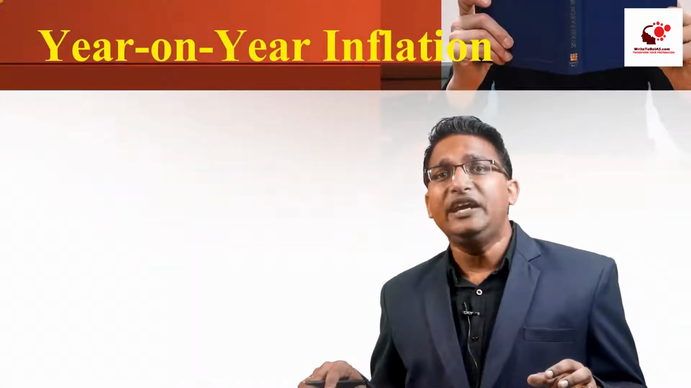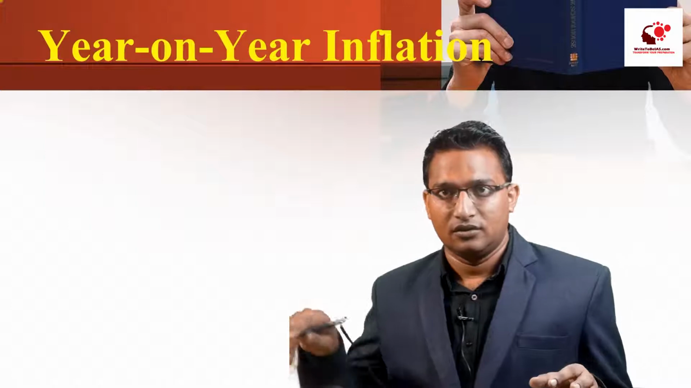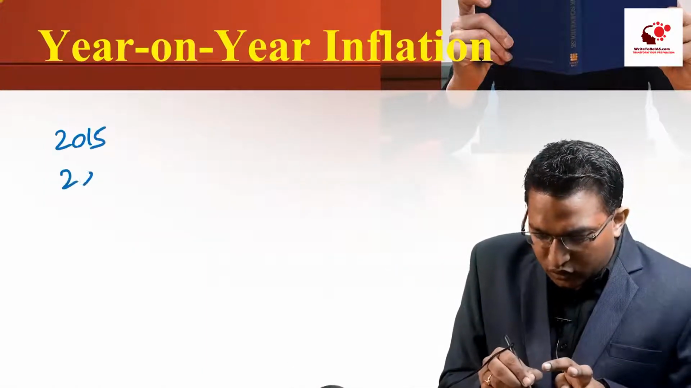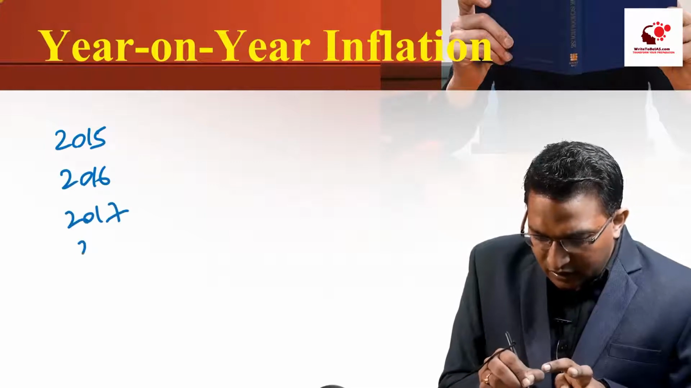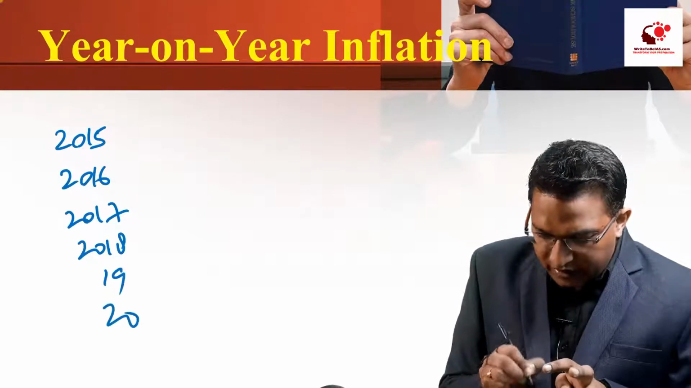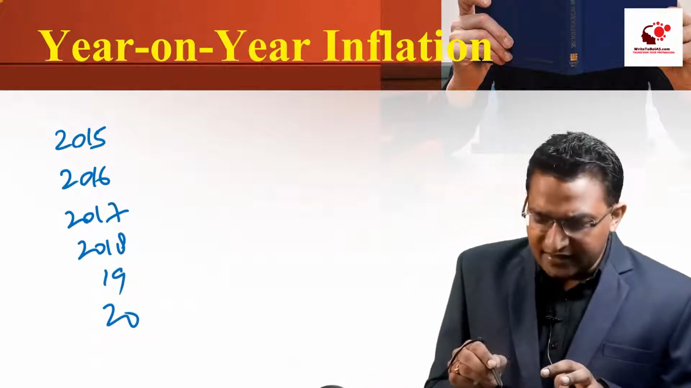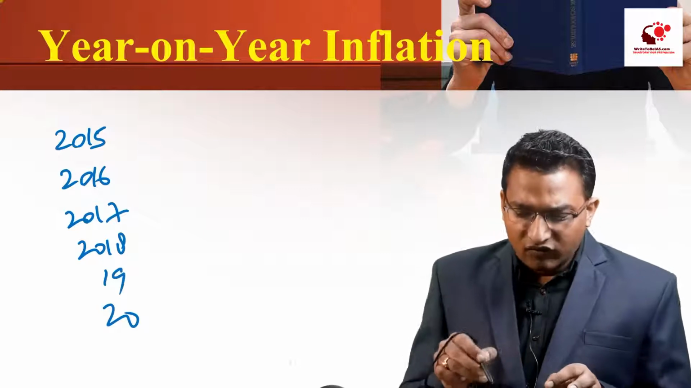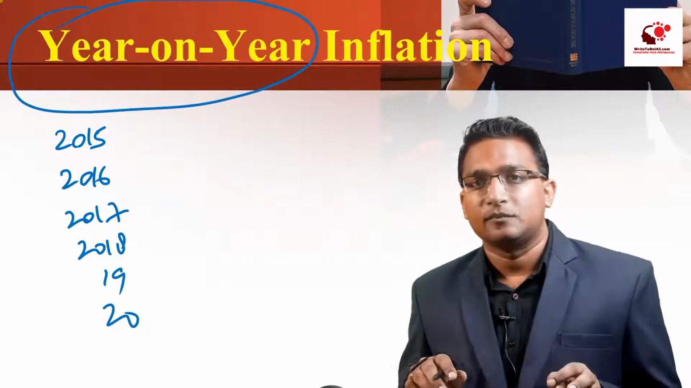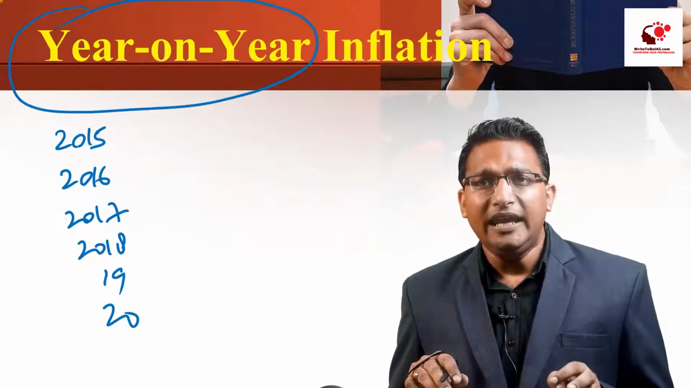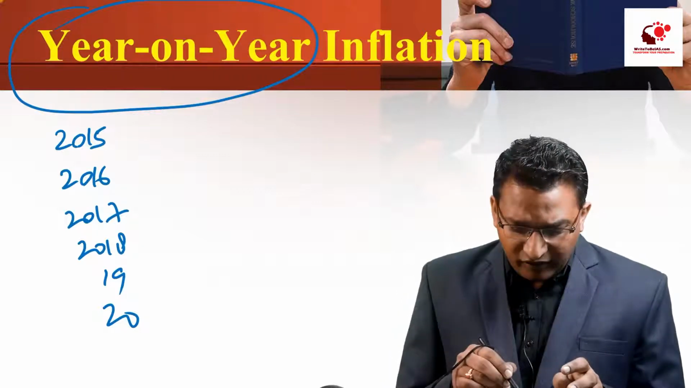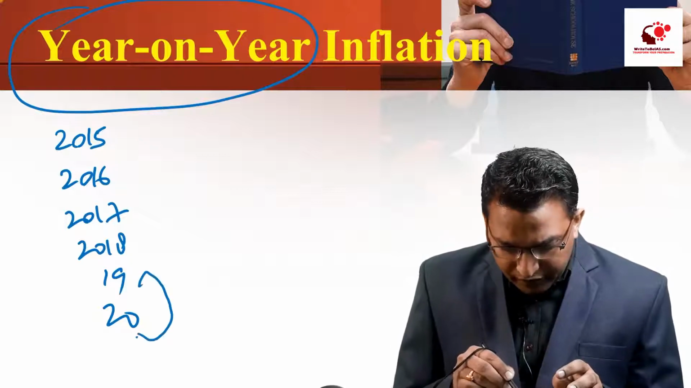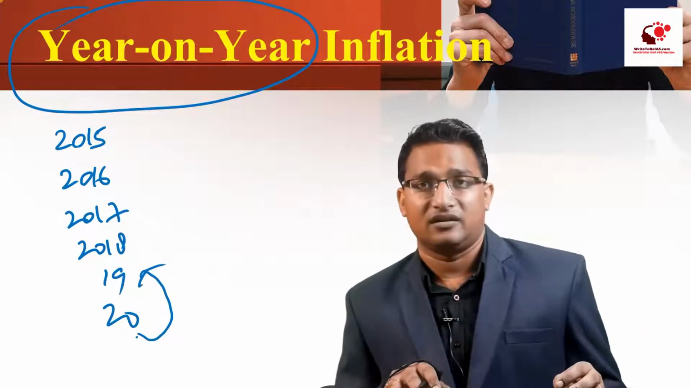Another aspect is year-on-year inflation. So, in our example, we discussed 2015, 2016, 2017, 2018, 19 and 20. And we took the prices and we calculated the price index. Now, what is the meaning of year-on-year inflation? Year-on-year inflation means we are calculating the price of this commodity in the corresponding period of last year.